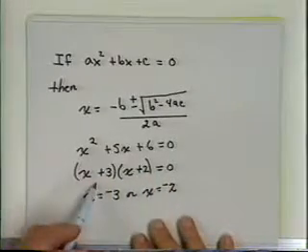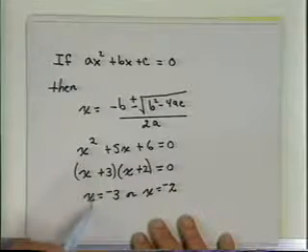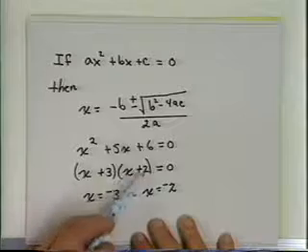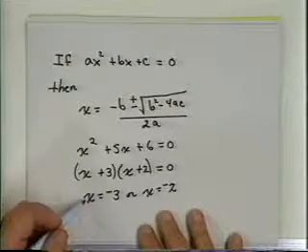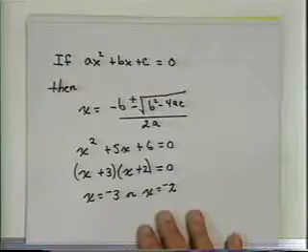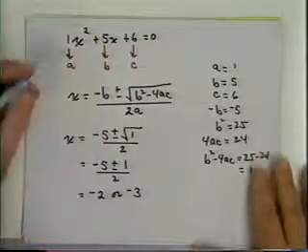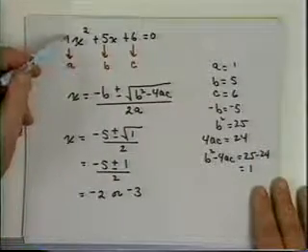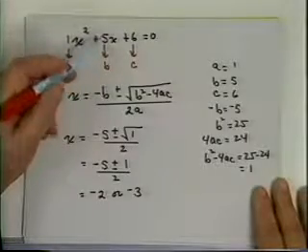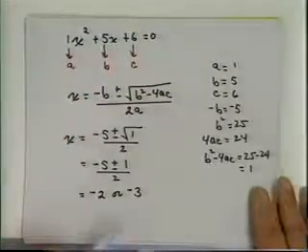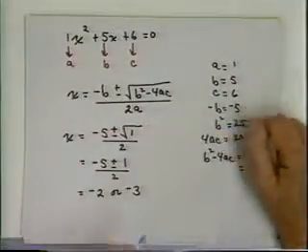Now again, if the product is 0, one of the factors must be 0. So if x plus 3 is 0, x is negative 3. And if x plus 2 is 0, then x is negative 2. So these are the two solutions. Let me show you how the quadratic formula would work here. Remember, a generically names the coefficient of x squared, b names the coefficient of x, and c names the constant term. So in this problem, a is 1, b is 5, and c is 6.